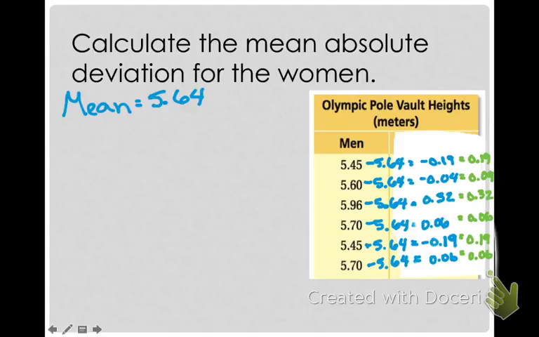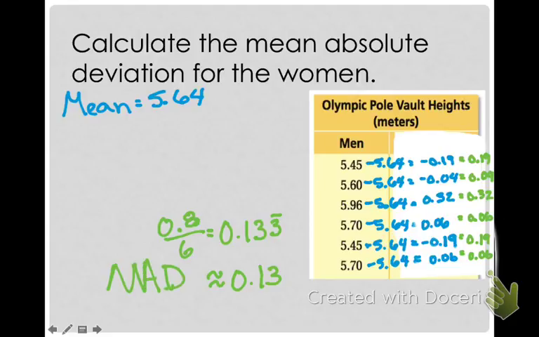Alright, take a second and type those into your calculator, add them up, and divide them by 6 because that's how many numbers there are. Alright, so I got 0.8 out as my sum of my new numbers. Divide that by 6 and I got out 0.13 repeating. All of my numbers have 2 decimal places, so I'm going to leave this as 2 decimal places. And it's 0.13 is my MAD.